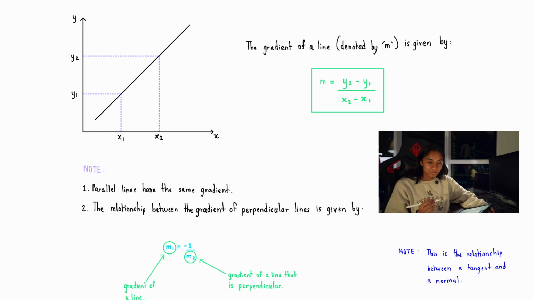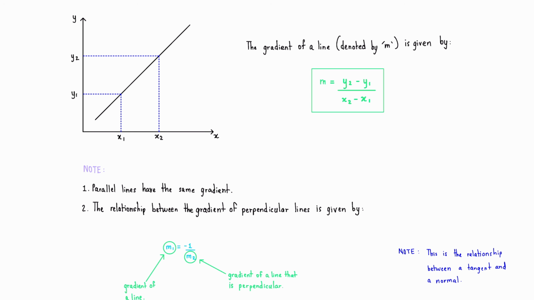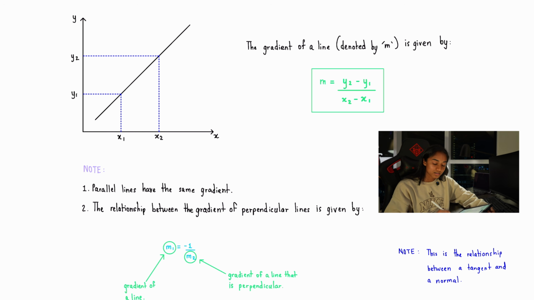So in simpler terms, all this means is if 2 lines with gradients m1 and m2 are perpendicular to each other, meaning like this, so this is one line and this is one line, m1 multiplied by m2 is equal to minus 1. So the product of these gradients would be negative 1. Okay, so always keep that in mind. And note that this is the relationship between a tangent and a normal, which we will get into soon.